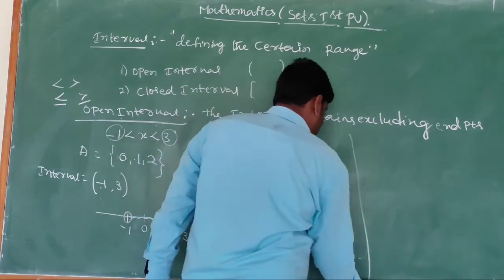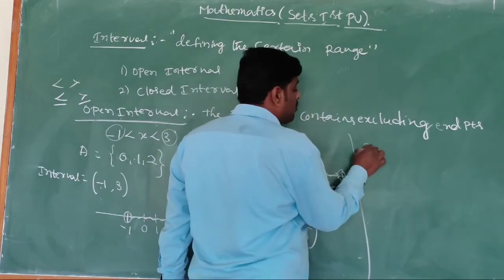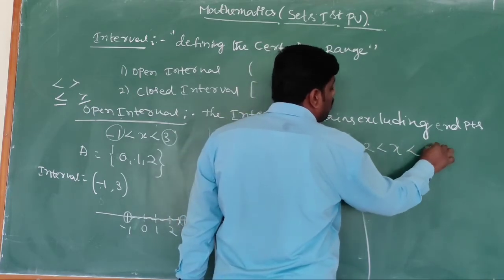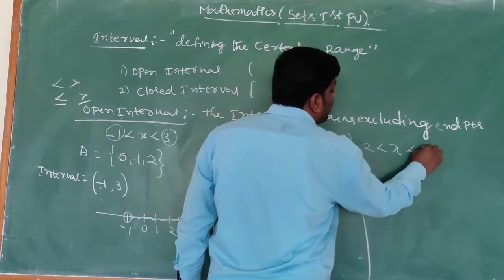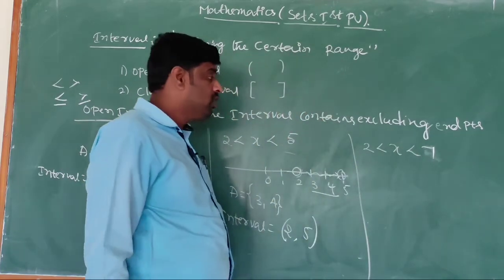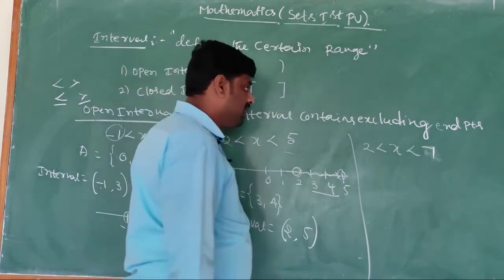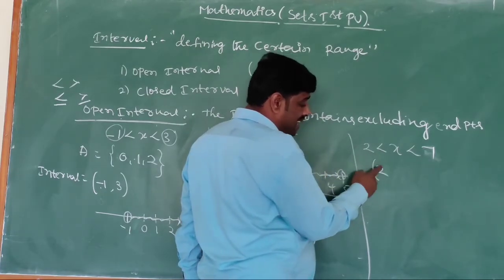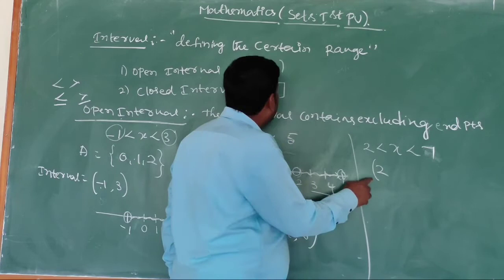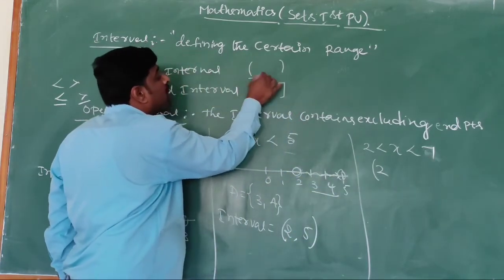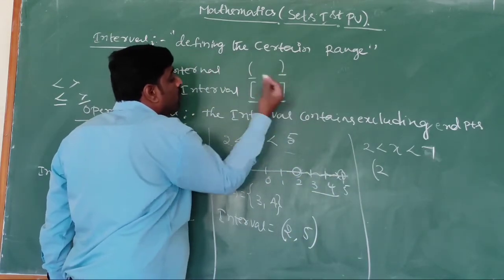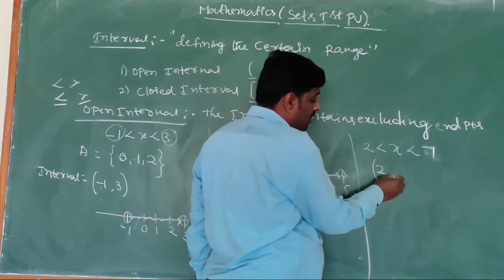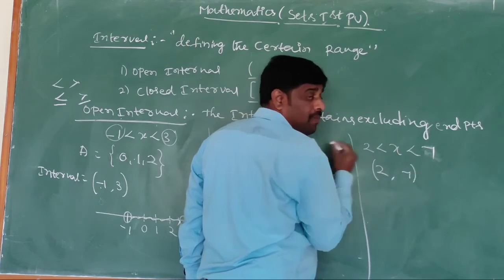I'll write one more example, okay. So that is 2 less than x less than 7. Tell me children, your interval form is what? 2 is open, less than either it is open. This is open interval form. This is closed interval form. Here less than is there, so 2 is open. Next 7 is what? Open.